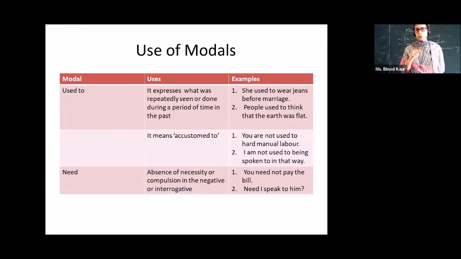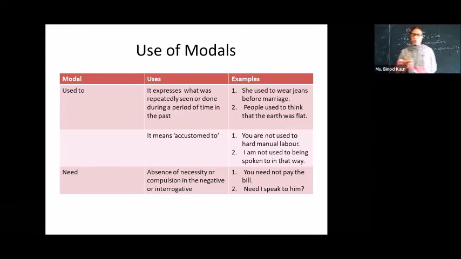The next usage of used to is that it means accustomed to. Accustomed to means used to in English, and in Hindi it means habit. Students are used to attending fewer lectures, or students are used to getting confused and panicking when examinations come. Accustomed means to some extent it becomes a habit.